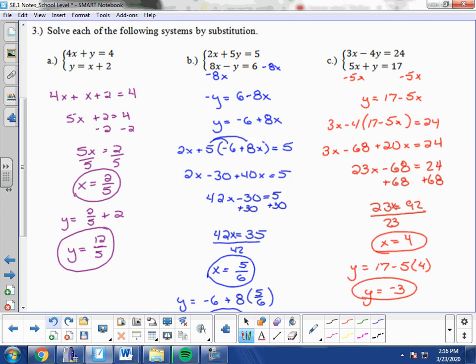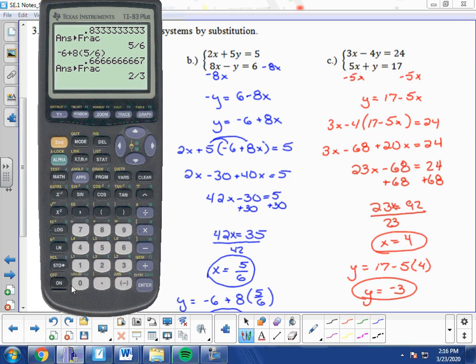Now, one of the things we can do here is we can also check these answers to see if they're correct. You could graph the equations and see if they come up with the same intersection. Or you could do what we did in problem number 1. I could go back and I could put in my x values. So 3 times 4 and my y values, negative 4 times negative 3, and see if the equations are equal. It equals 24, so that's good for the first equation.